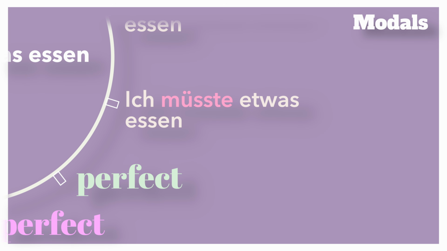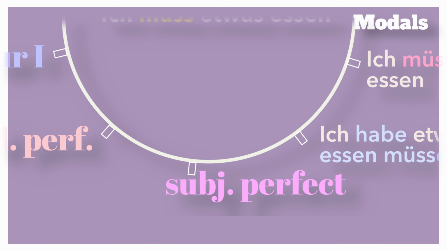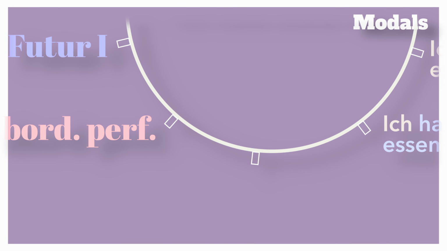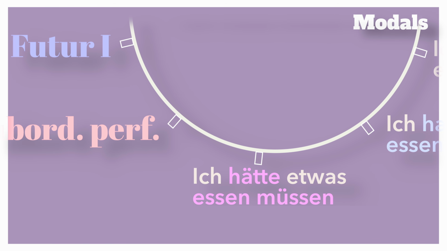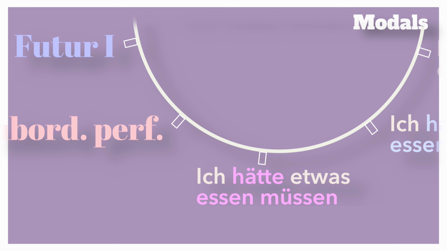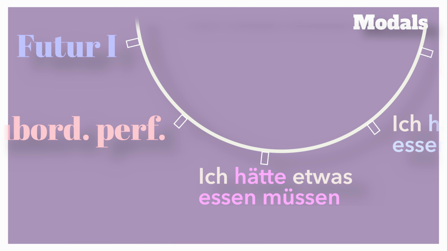We can also use the perfect tense of modal verbs that we met in our last examples. Ich habe etwas essen müssen, which is more or less the same as ich musste etwas essen. From here, it's an easy step into the perfect tense subjunctive. So not ich habe etwas essen müssen, but ich hätte etwas essen müssen. In English, this would probably be I should have had something to eat. An assessment that we can make with the benefit of hindsight.